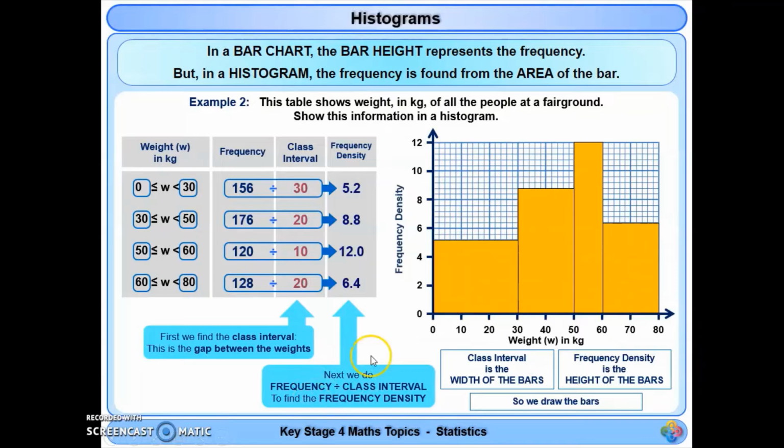We also need to remember the basics. Drawing our axes correctly using a correct scale, labeling our axes correctly, remembering that frequency density will always go up the vertical axis, the y-axis. And that is how we draw histograms.